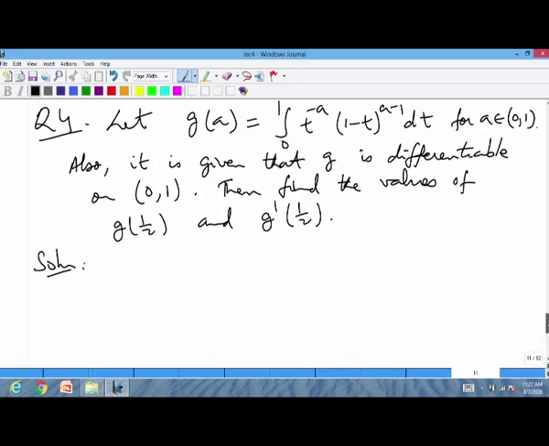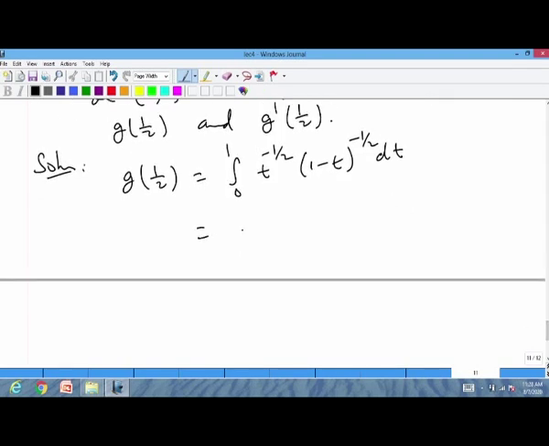So, first let us try to find g of half by putting a equal to half. G of half will be the integral from 0 to 1 of t to the power minus half times (1 minus t) to the power a minus 1, which is again minus half, dt. This is equal to the integral from 0 to 1 of 1 by square root of t times (1 minus t) dt.